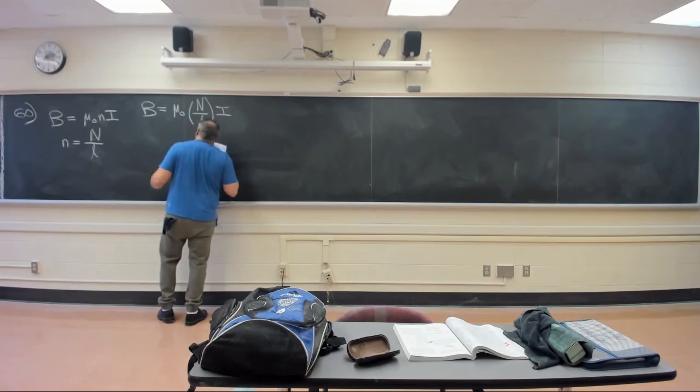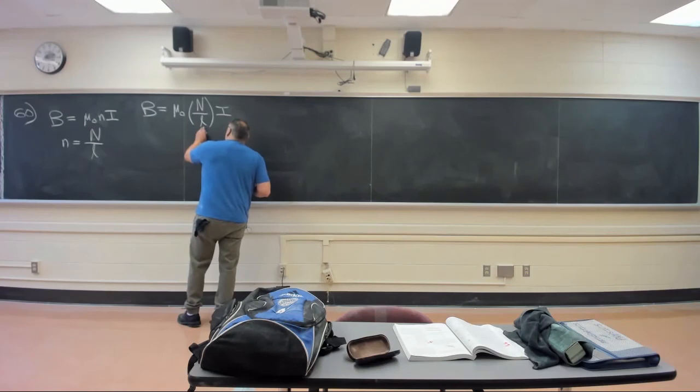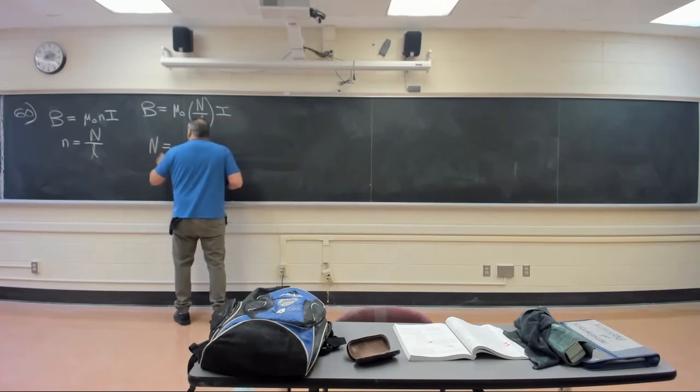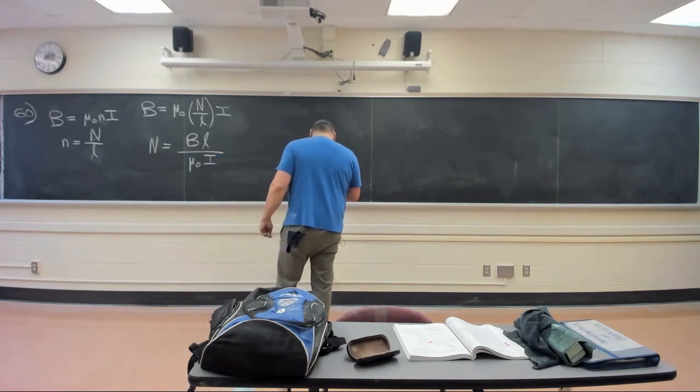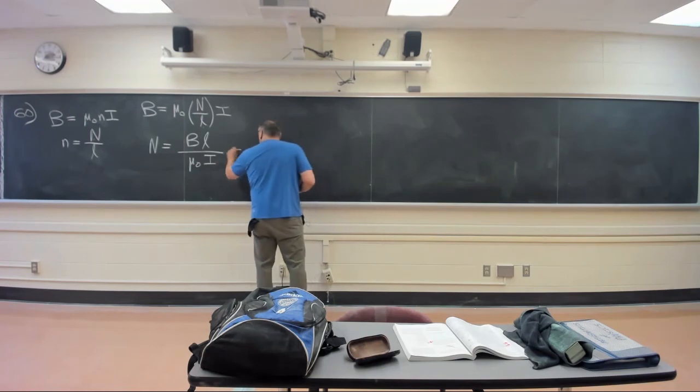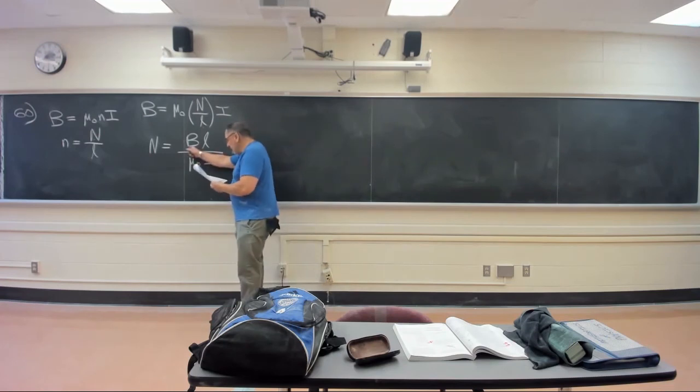What do we got here? Well, we got a lot of stuff up here. Let's multiply by L and divide by mu 0I, and you get what N is. That's it. They are telling us it's a pretty big feat. This is how it's going to go. You plug in the values and go for it. B is 9 Tesla. L is 0.5 meters. Mu 0 is 4 pi times 10 to the negative 7. And I is 75 amps.